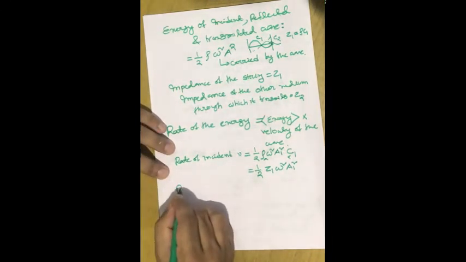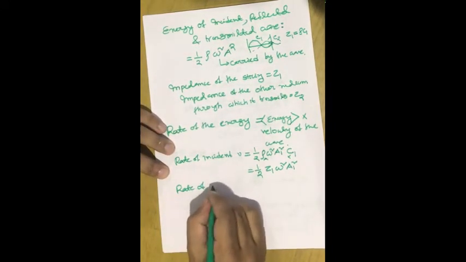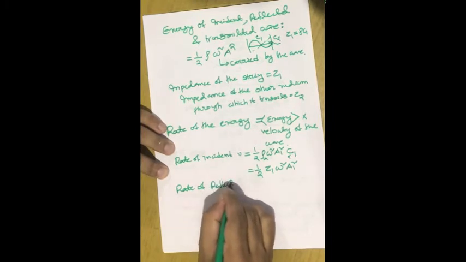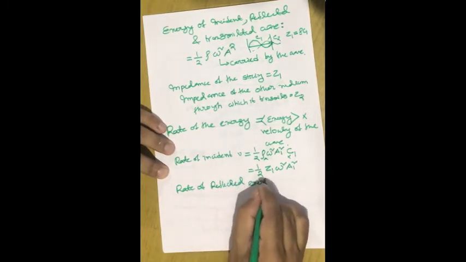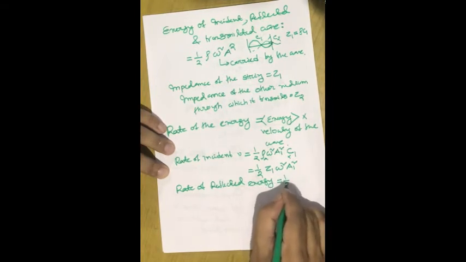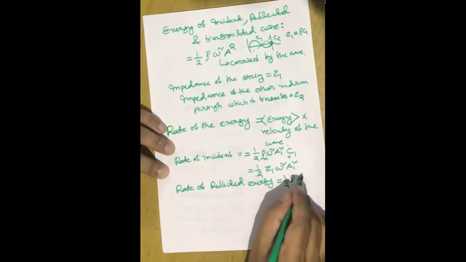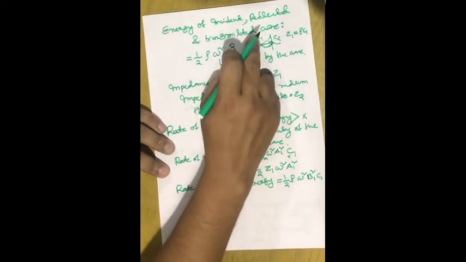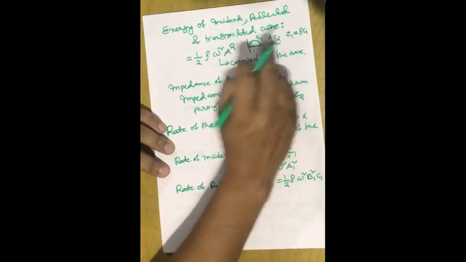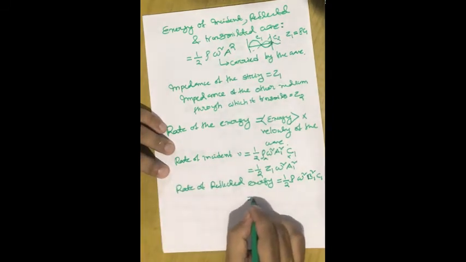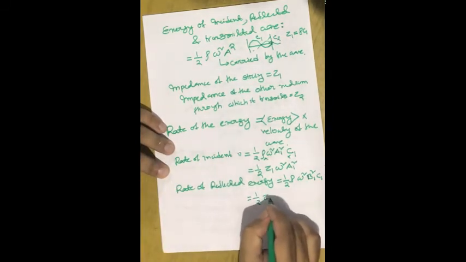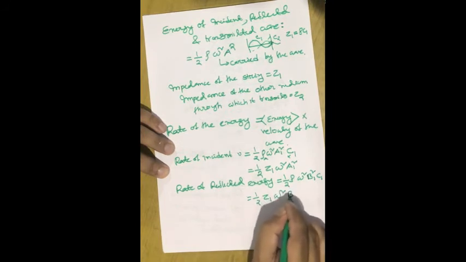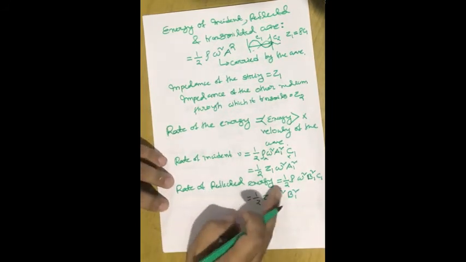Okay, similarly the rate of reflected energy, what will be its value? Half into rho omega square. The reflection coefficient was b1, so it is b1 square into c1. It was c1 because in this part the velocity was c1 and in the other medium the velocity was c2. So we can write half again z1 omega square into b1 square. This is the rate of reflected energy.